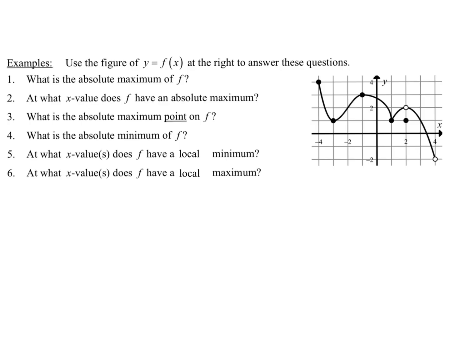All right, absolute maximum of f. Easy enough, right? What is it? 4, right? That's that point up there. At what x value does f have an absolute maximum? So now we're just saying, what's the x value that goes with that? And so x equals -4. And number 3, what is the absolute maximum point? So then you just put those together. -4, 4.